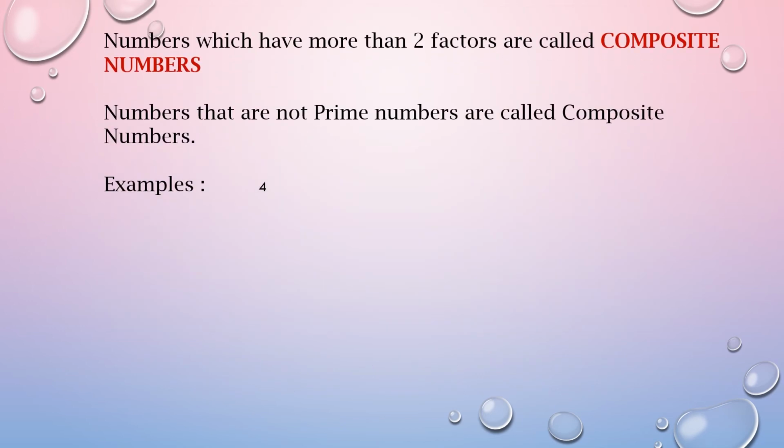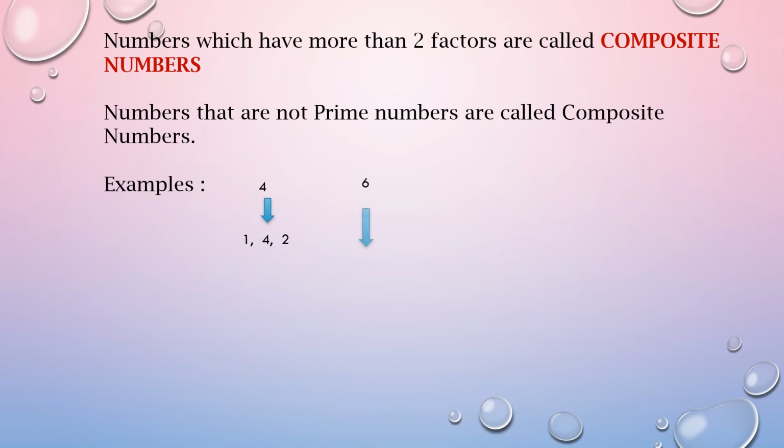Numbers which have more than two factors are called composite numbers. So right now we saw prime numbers because they have only two factors. What if they have more than two factors? They're called composite numbers. So if they're not prime numbers, they're composite numbers. Let's see some examples. 4. What are the numbers that give you 4? 1 fours are 4, 2 twos are 4. So 4 has 3 factors, more than 2 factors, so it's a composite number.